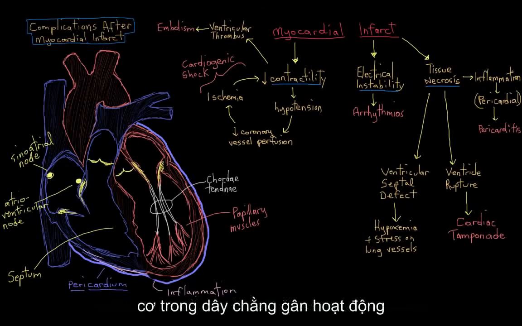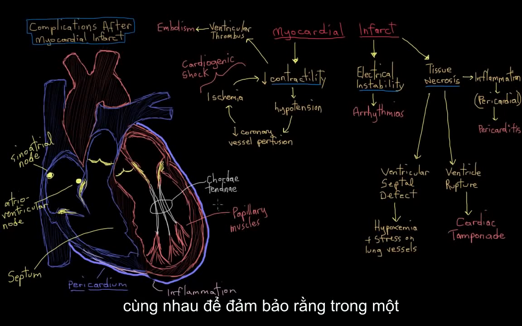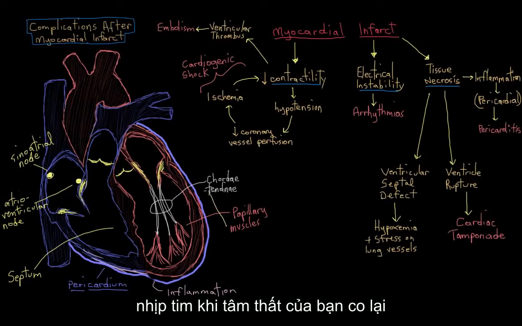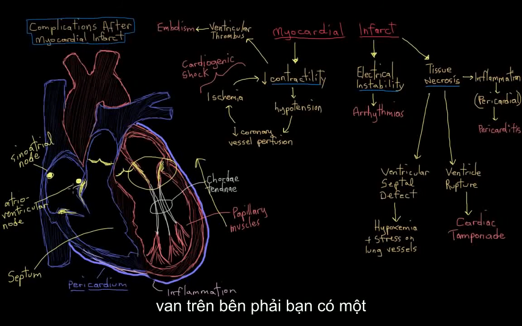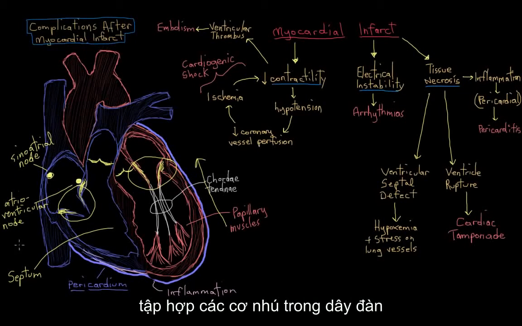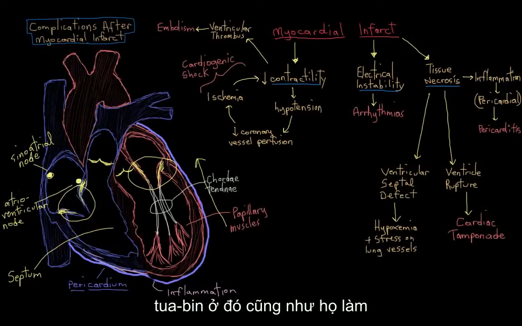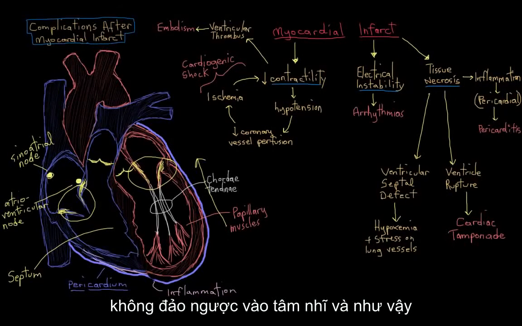And so the papillary muscles and the chordae tendineae work together to make sure that during a heartbeat, when your ventricles contract, your mitral valve and your tricuspid valve over on the right side, you have a set of papillary muscles and chordae tendineae over there as well, they make sure that the cusps of your valves don't invert up into the atria.